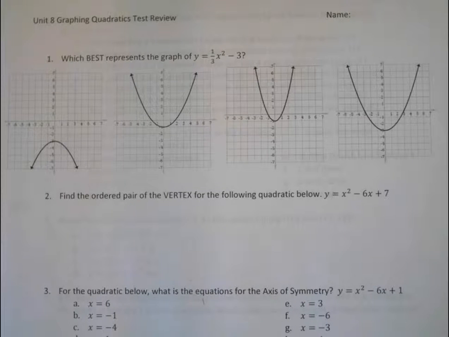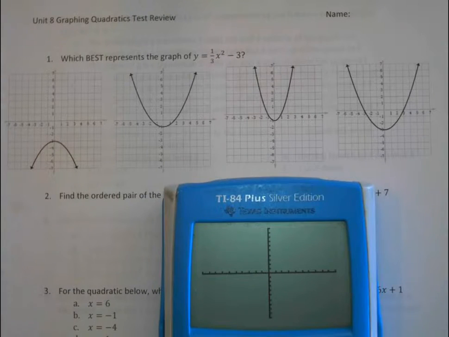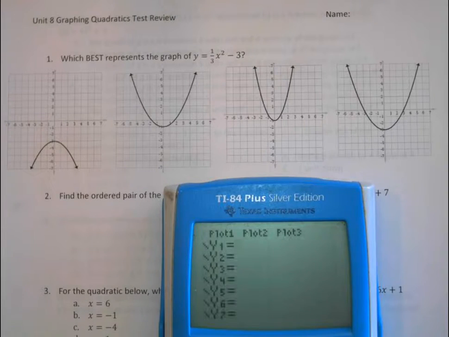Alright, so this chapter is mostly looking at graphs of quadratics. Number 1 wants me to figure out which graph is the best representation of the equation. So what I'm going to do is grab my calculator, or I can choose to go on Desmos. I'll probably go on Desmos later on in this video to show you what I mean by that, if you are not familiar with Desmos.